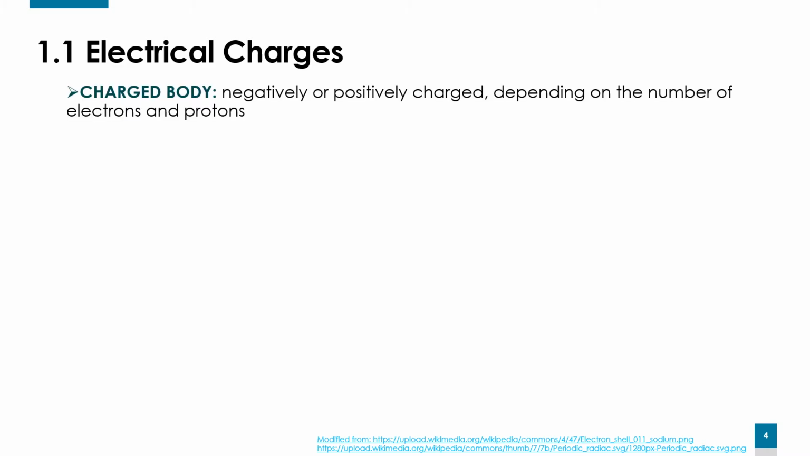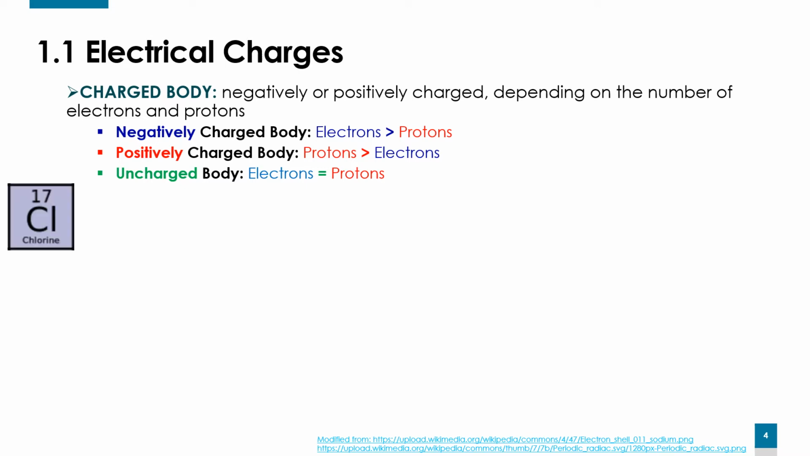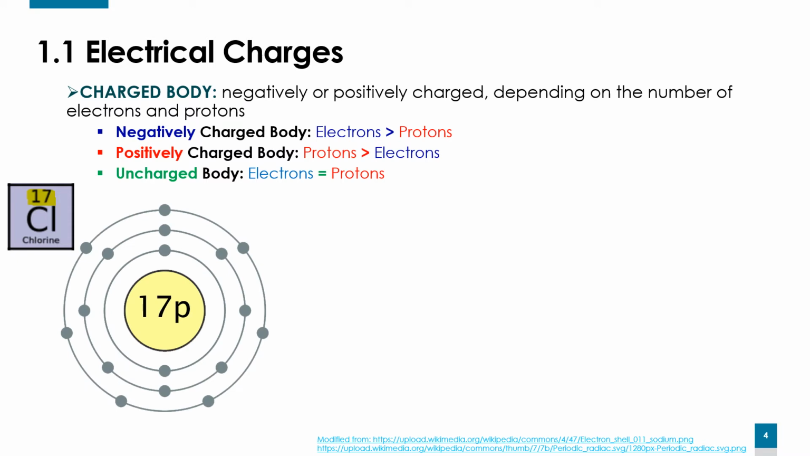I'm going to do another example. So here I have the same: negatively charged, more electrons than protons; positively charged, more protons than electrons; and uncharged, the same number. Let's do the same for chlorine. So I have 17 here. What does 17 mean? 17 what? I have 17 protons. So I'm going to put here 17 protons, right?